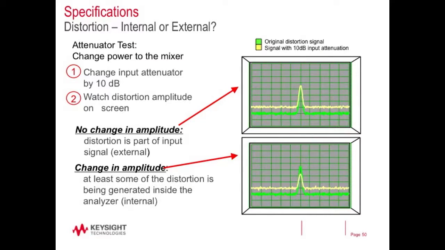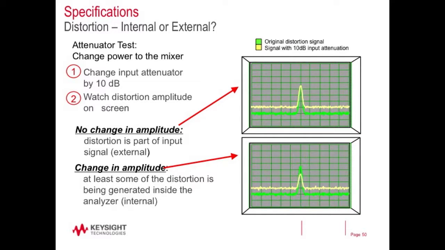So to make sure that you're not generating something internally, internal distortion, one easy way to look at that is just change your attenuator by 10 dB. And if we're not causing the distortion, you'll just see everything basically move up and down 10 dB. If we are causing the distortion, you'll see your signal will change in amplitude, right? So that's a quick and easy test.